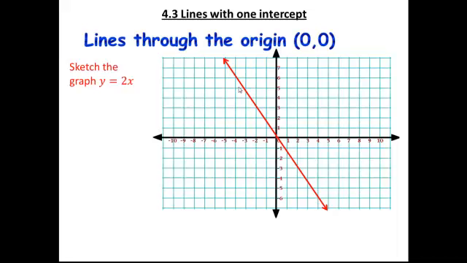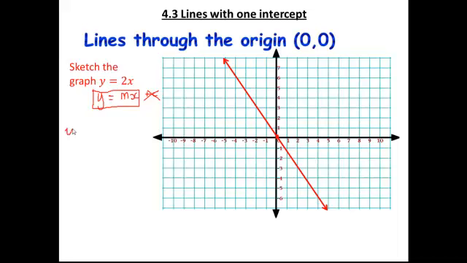Okay, we'll just look at one more type of line that only has one intercept, and these are lines that go through the origin. You can see here that this goes through the point (0, 0), and it doesn't cross the x or y-axis at any other point because it's a straight line. These graphs are always going to be in the form y is equal to m times x. There's no plus c in this case, because remember c is the y-intercept, and if the y-intercept is 0, then we're just adding 0. So graphs that are just in the form y is equal to something times x, they're going to go through the origin. That's how you'll know.